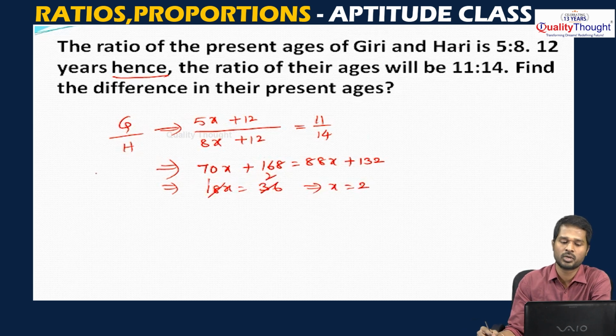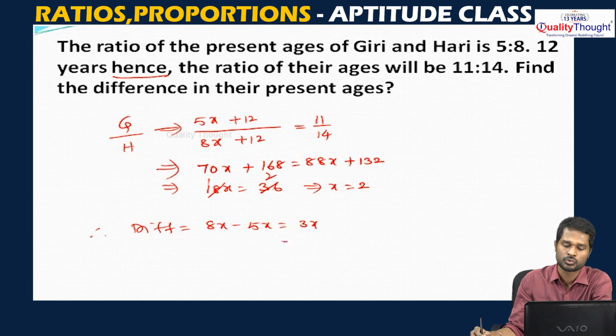So he is asking what is the difference between their present ages. So the difference we required: present age of Hari is 8x minus Giri is 5x. So 8x minus 5x is 3x. So 3 into 2, that is 6 years.